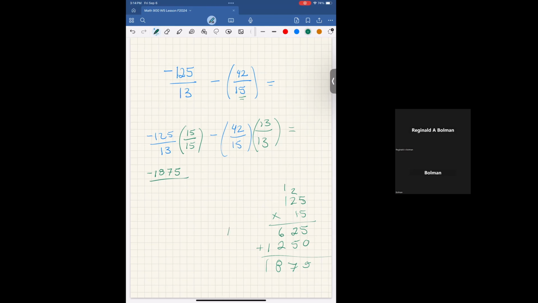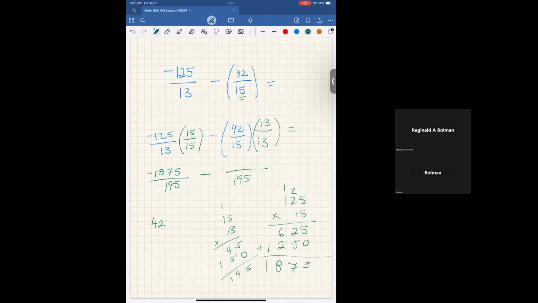Now you've got to do 13 times 15. 3 times 5 is 15. Carry the 1. 3 times 1 is 3, plus 1 gives you 4. Drop your 0. 1 times 5 is 5. 1 times 1 is 1. Add everything together. You get 5, 9, 1: 195. So this will be negative 1875 over 195, minus 195, because 15 times 13 will be the same thing as 13 times 15. And what do we have on top?